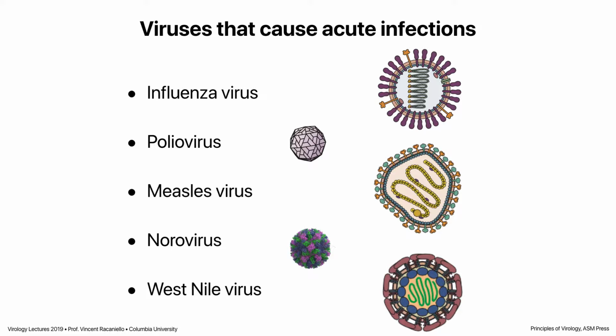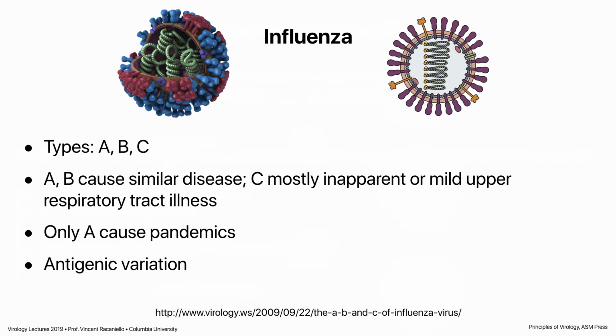So, for example, influenza is by respiratory aerosols, person to person. Polio is fecal-oral contamination, person to person. Measles virus, person to person, respiratory. Norovirus, fecal-oral, person to person. And then West Nile is mosquito to people with a bird intermediate. So let's start with influenza virus, which we have talked about in terms of replication so far.